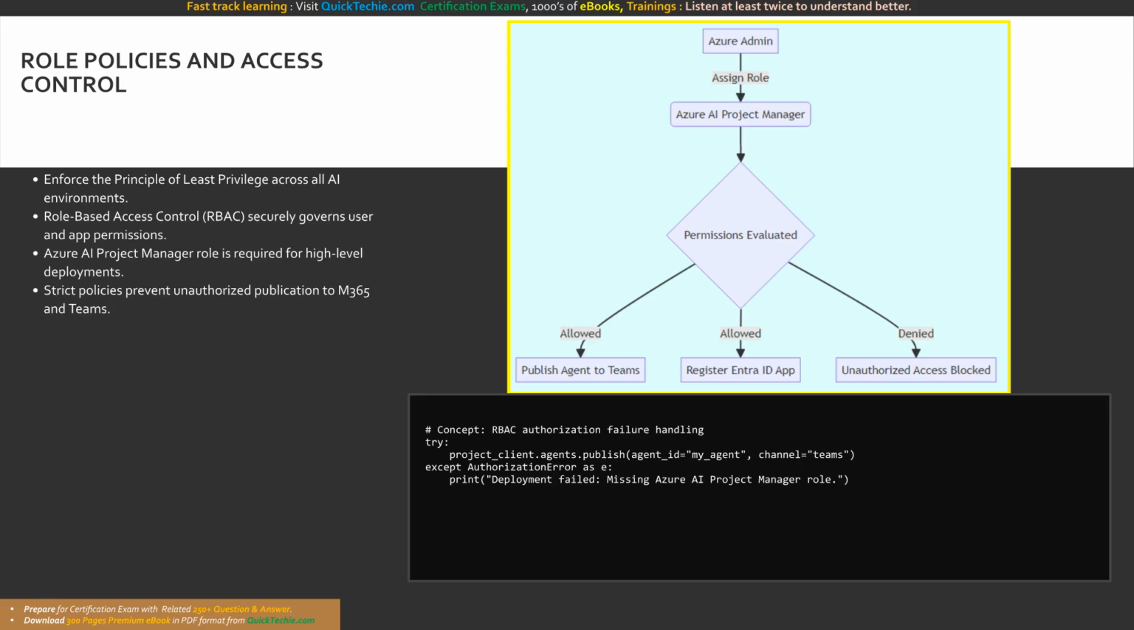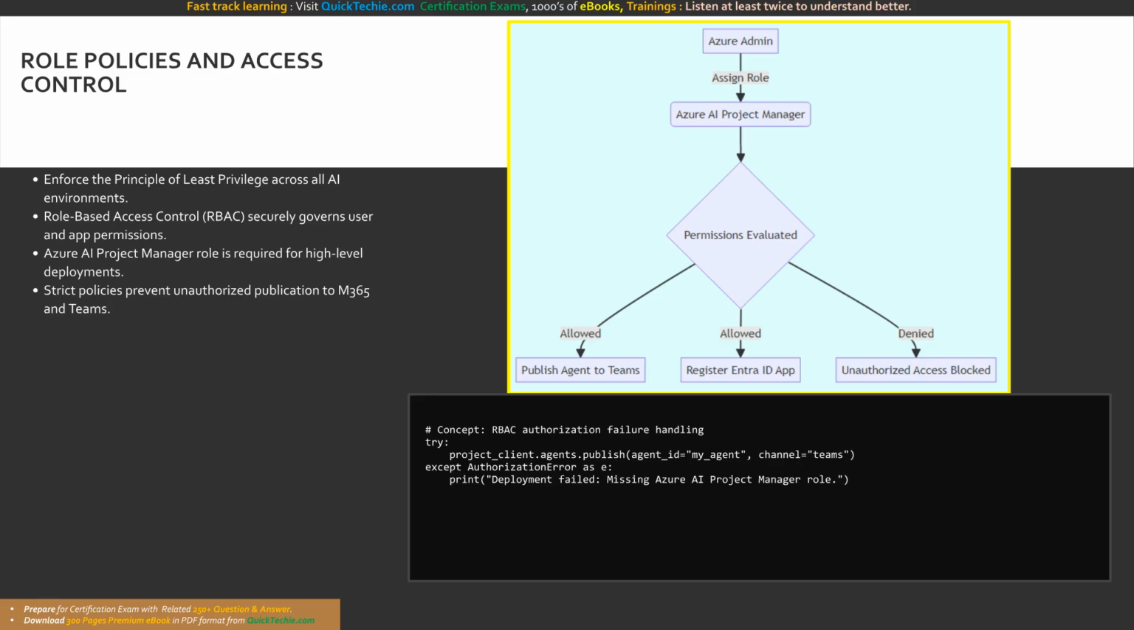For example, deploying a massive foundational model from the catalog requires significantly different privileges than merely querying an already deployed endpoint for inference. One of the most critical roles you will encounter is the Azure AI Project Manager role. As we explored in previous modules, if you want to publish an integrated AI agent from the Foundry portal directly to collaborative channels like Microsoft Teams or Microsoft 365 Copilot, you must possess this specific role.